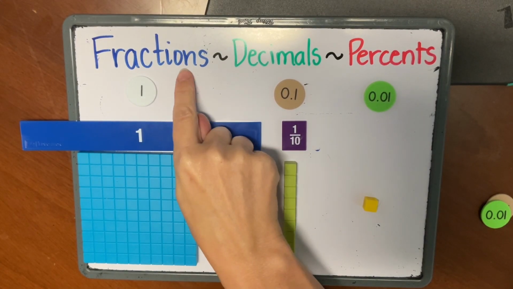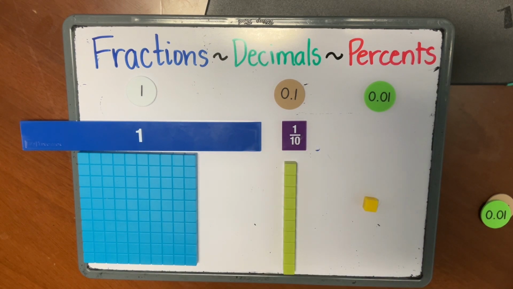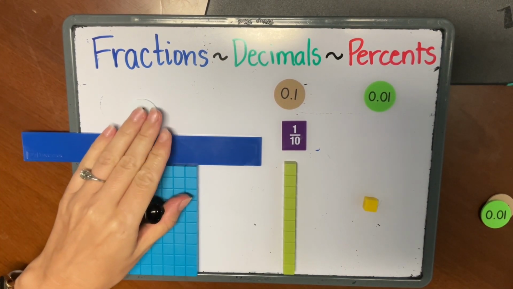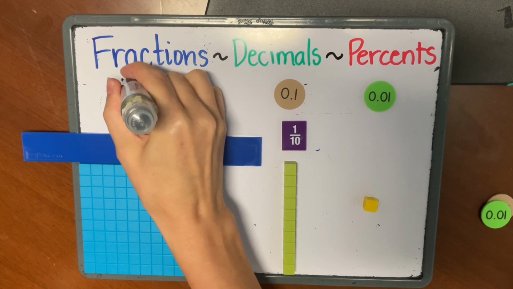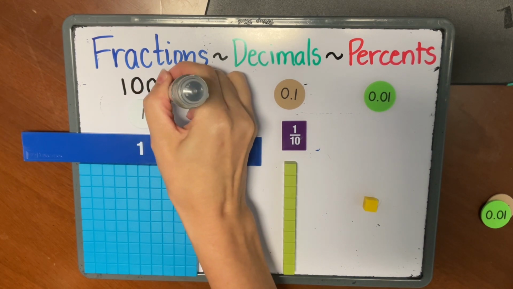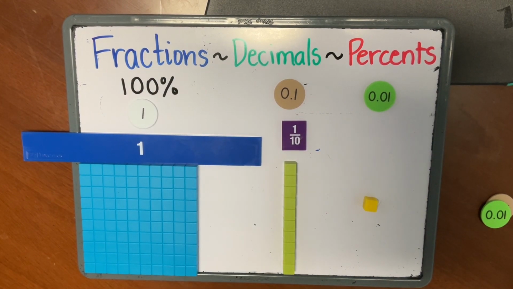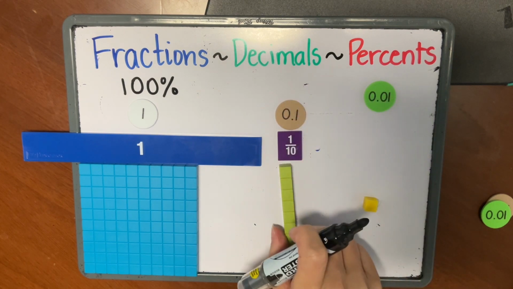Now, I've explained the fraction part with these tools and the decimals, but where is the percent? I know that 100% would be one whole. So if I'm adding percents to this, I would say 100% is a whole. It's all of it, 100%.